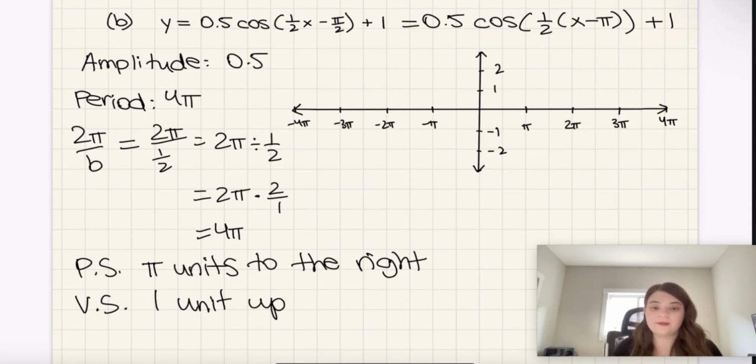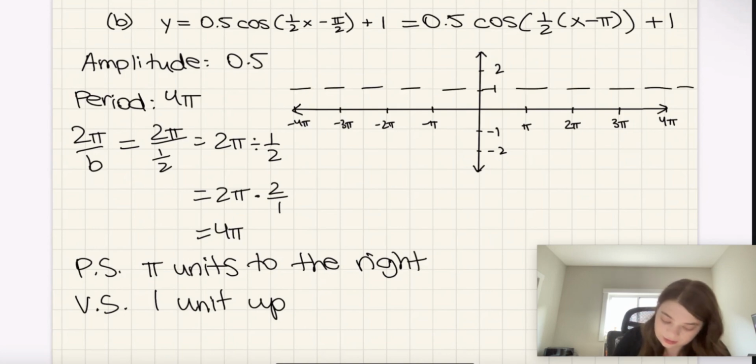Then I'm going to draw my midline. So my midline is going to be here at 1 because we're translating 1 unit up. So there's my midline right there at y equals 1. Then I have that the phase shift is pi units to the right. So we're going to be starting here at pi units instead of at 0. And then we can draw this.